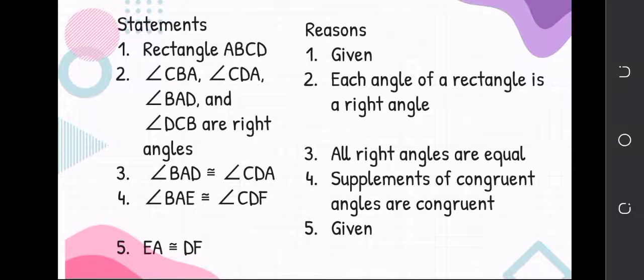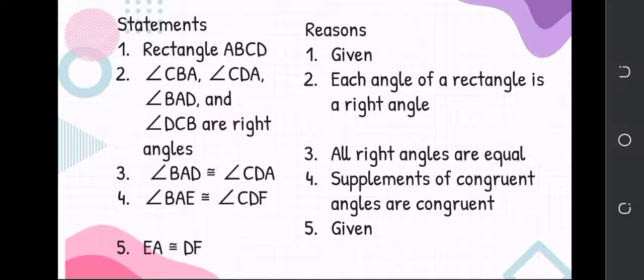Now for the statements and reasons. Number 1, rectangle ABCD is of course given. Number 2, angle CBA, angle CDA, angle BAD, and angle DCB are right angles. Reason: each angle of a rectangle is a right angle. Number 3, angle BAD is congruent to angle CDA because all right angles are equal. Number 4, angle BAE is congruent to angle CDF because supplements of congruent angles are congruent.